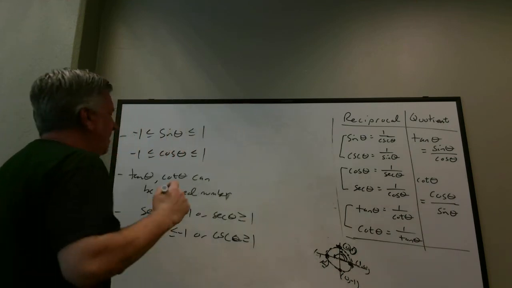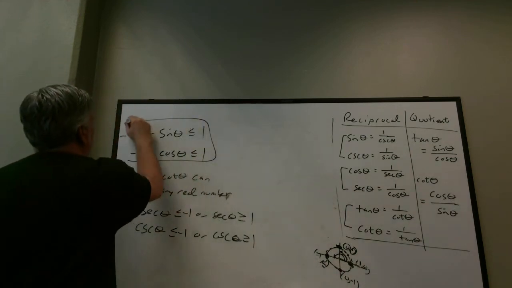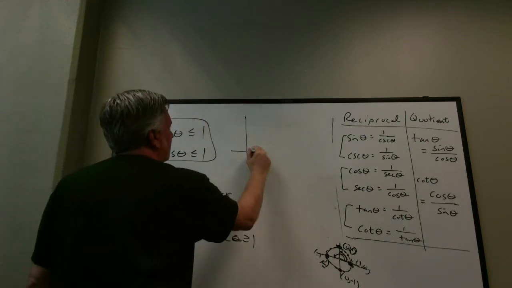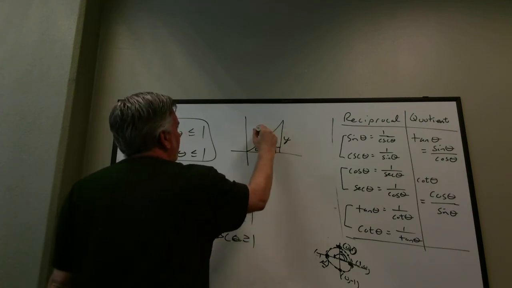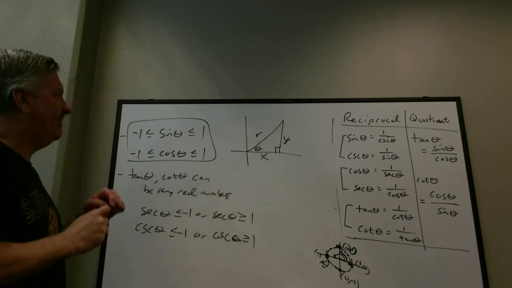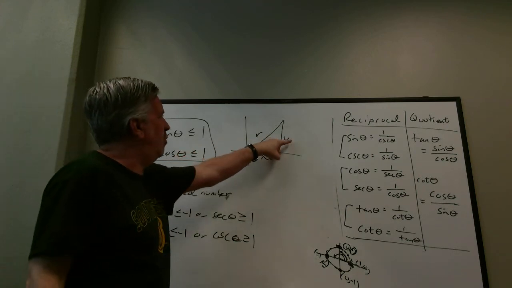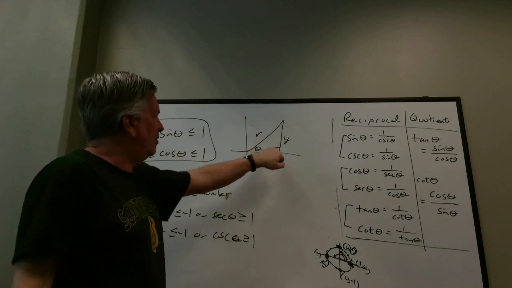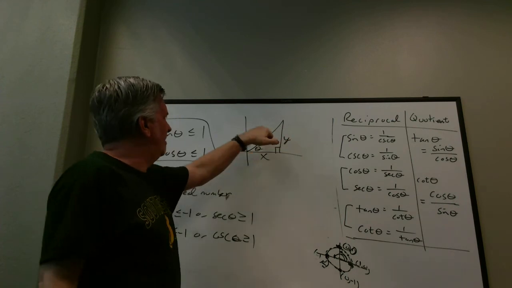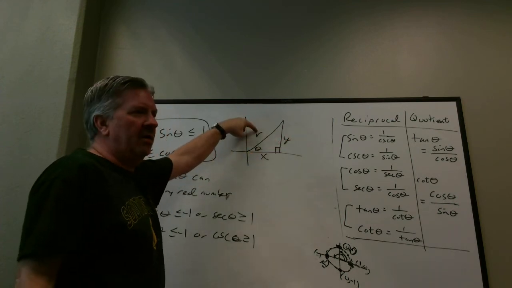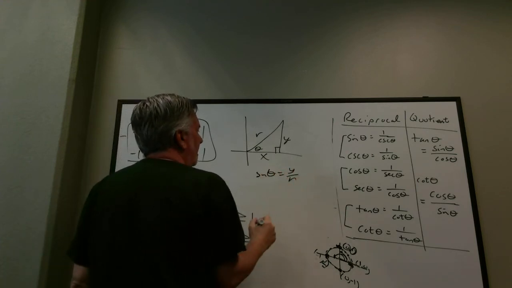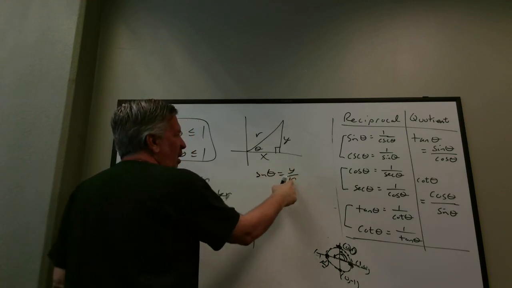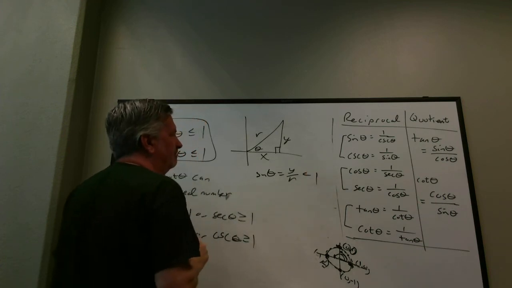Okay, let me go back to my triangle picture. Let's talk about sine and cosine here. We had, if that's theta, we had x and y and r. Think about the definition of sine. Sine was y over r. In a right triangle, the opposite side, y, is always going to be smaller than r. So when you do sine of theta and you get y over r, y is always less than r, and so that will be less than 1.